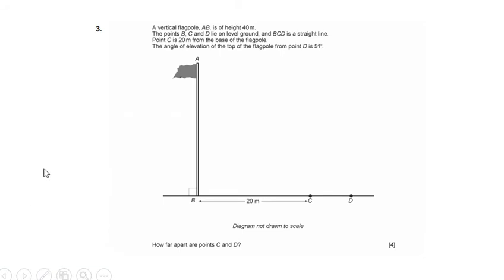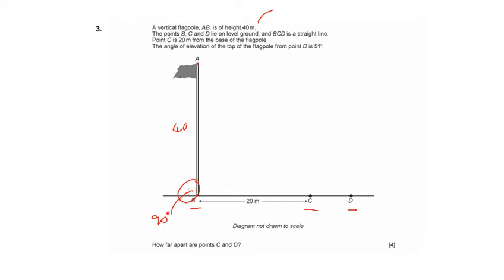Question 3. Question 3 tells us that a vertical flagpole AB is at a height of 40 metres. So the height of this flagpole is 40 metres. I can see at the bottom there they've got a nice little right angled symbol. That means it's 90 degrees. The points B, C and D lie on level ground, and BCD is a straight line.